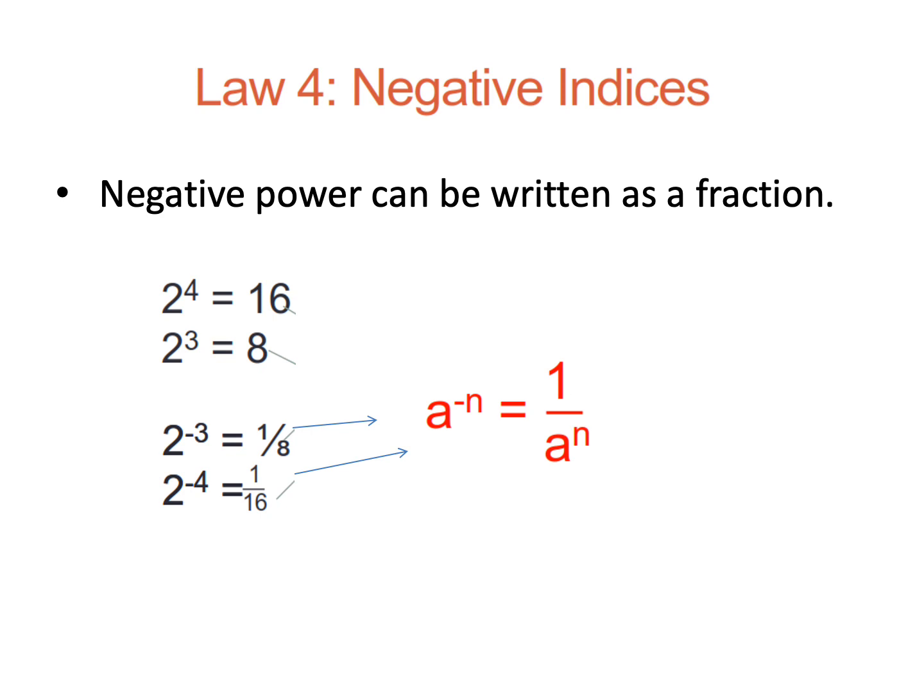Now you know 2 to the power of 4 is 16. Now what about 2 to the power of negative 4? That turns out to be a fraction. That is, 2 to the power of negative 4 turns out to be 1 over 16. This is as per the fourth law of indices, the negative indices law. That is, a to the power of negative n gives 1 over a to the power of n. Here in this case, n represents negative 3 and negative 4. So, a negative power can always be written as a fraction.